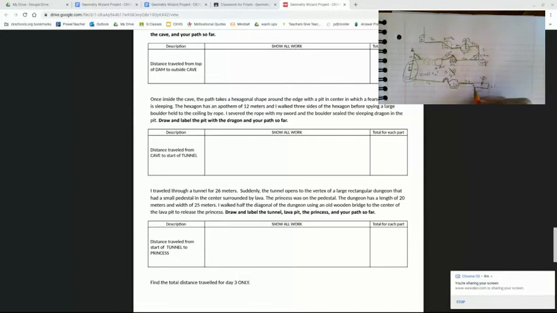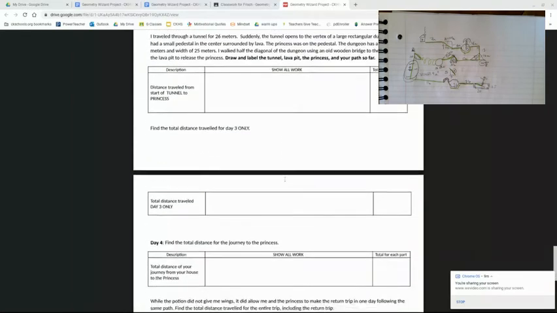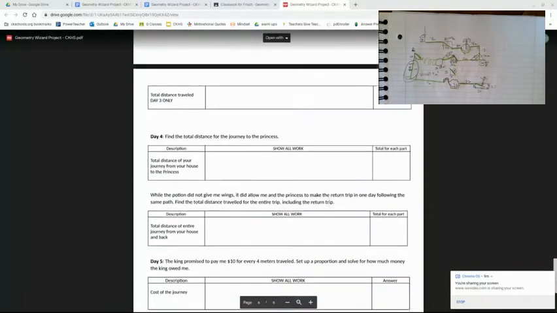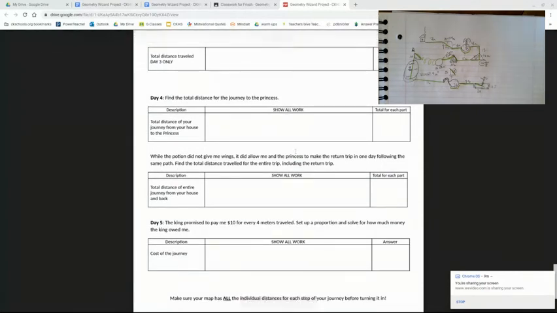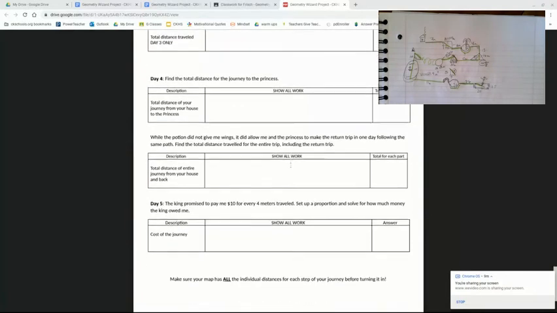I walked half diagonal. So I'm drawing my diagonal in there. Remember, rectangles have 4 right angles. And I go half the diagonal. So we need to figure out all that distance, my green lines. Then the potion did not give me wings. It did allow me and the princess to make the return trip in 1 day. Find the total distance traveled for the entire trip, including the return trip.